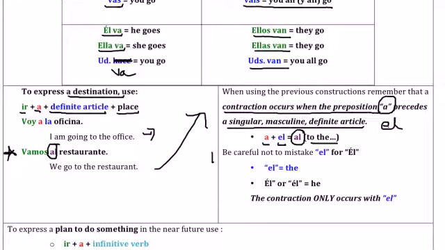And just be careful not to mistake the singular masculine definite article el for the subject pronoun él, which has an accent. And the one that has an accent, you do not make the contraction. The contraction only occurs with the definite article el.